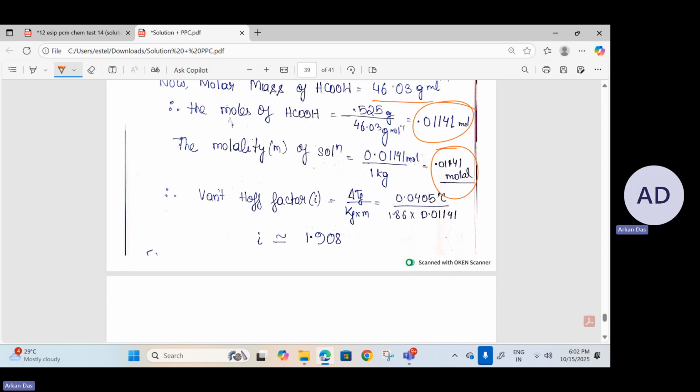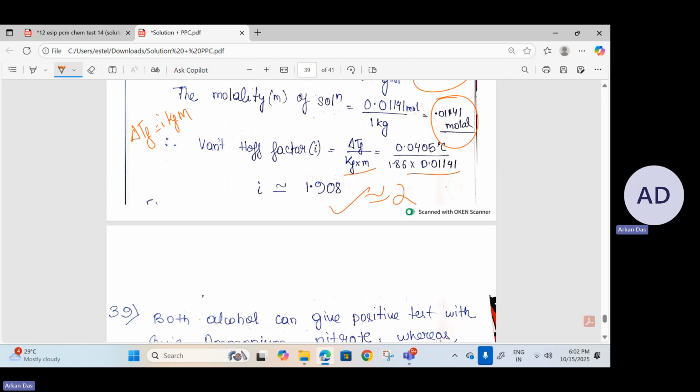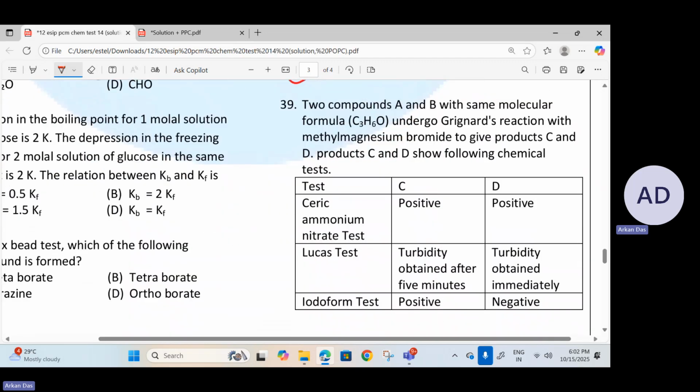So Van't Hoff factor, actually the formula is delta Tf equals i into Kf into m. Now if I want to find out i, it can be written as delta Tf by Kf into m. So if I put all the values, I get 1.908, which is near about 2. And let us see the options. 1.9 is given, so the correct answer is 1.9.